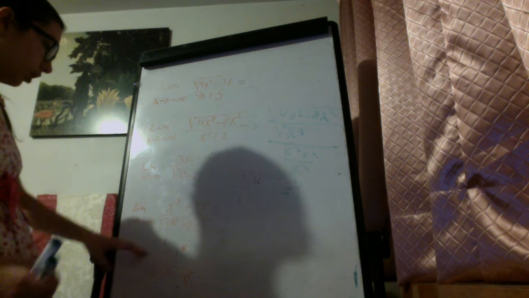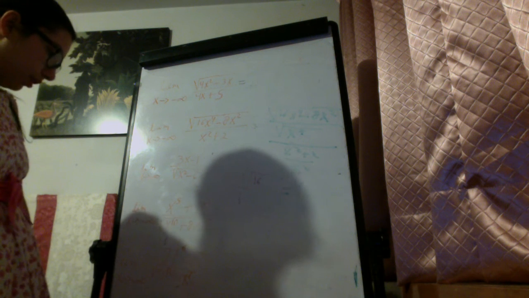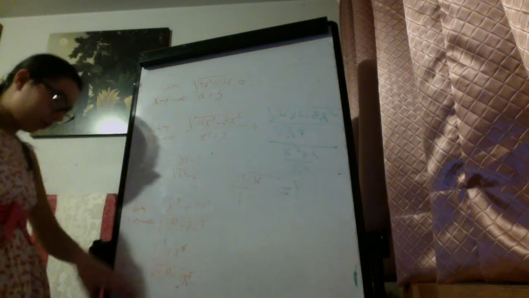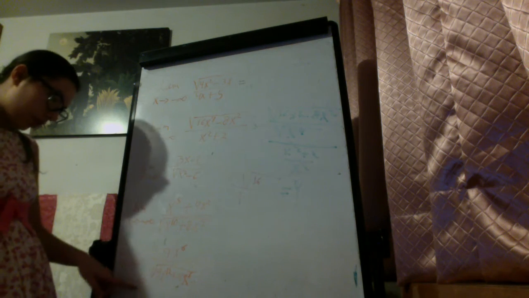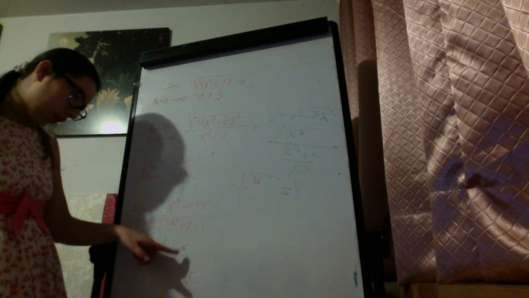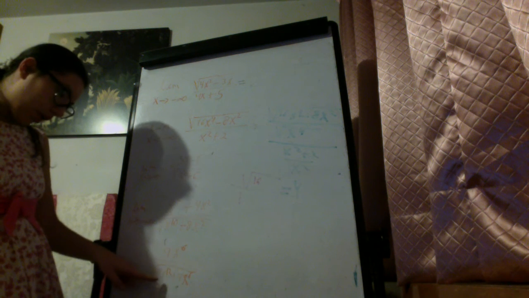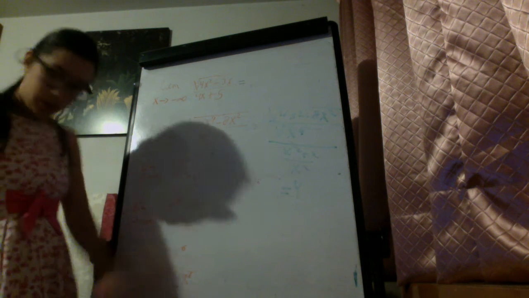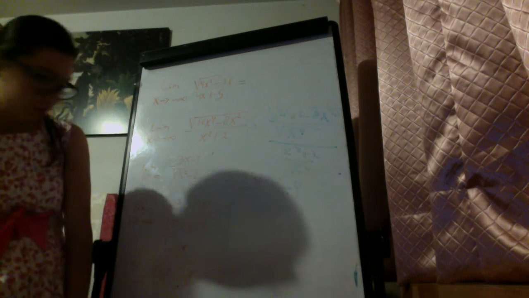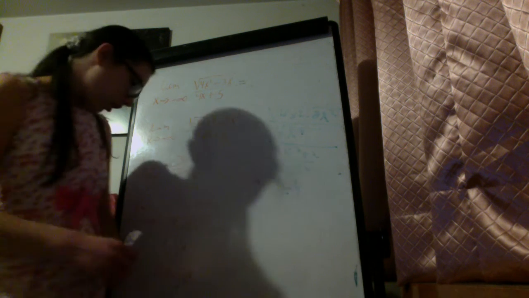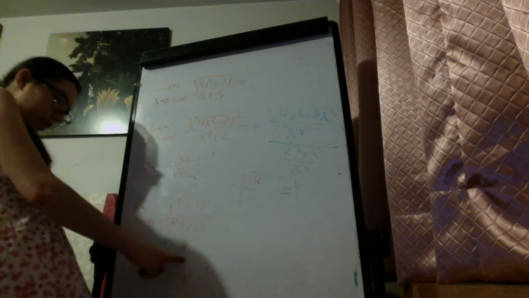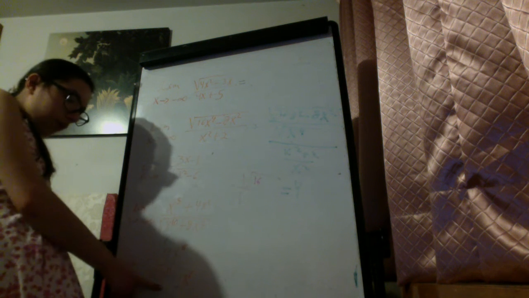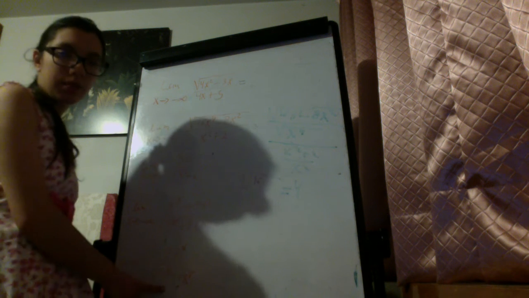Next one. Let's do this one. The limit as x approaches negative infinity of 9x to the 6 divided by the square root of 9x to the 12 plus 4x to the 6th power. Again, we will divide this by x to the 6 and this root of x to the 12, and here we have the same thing.